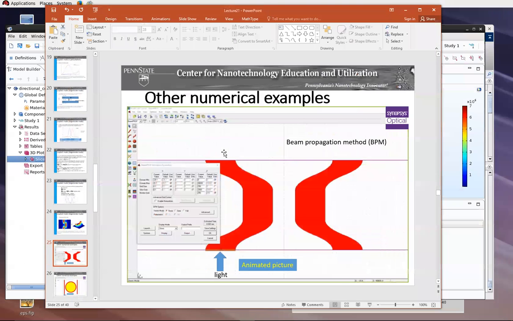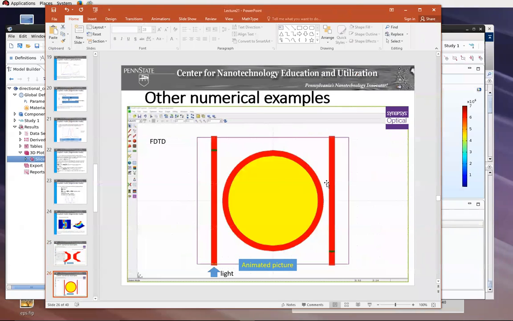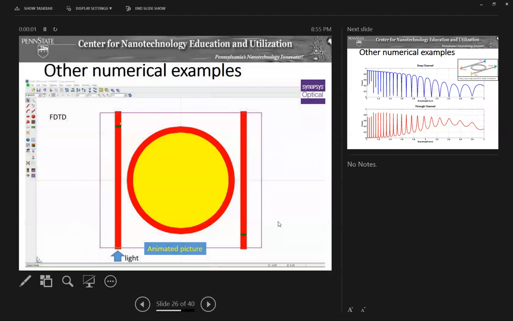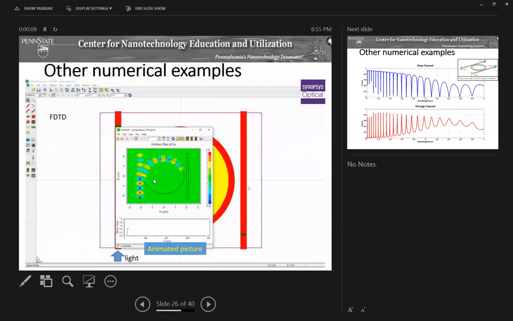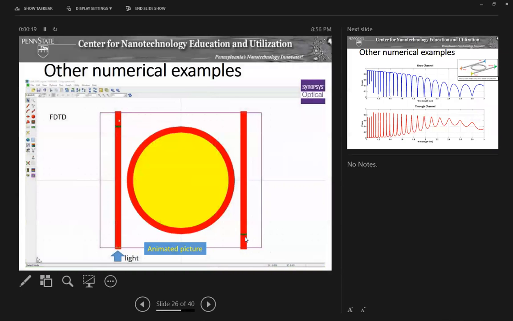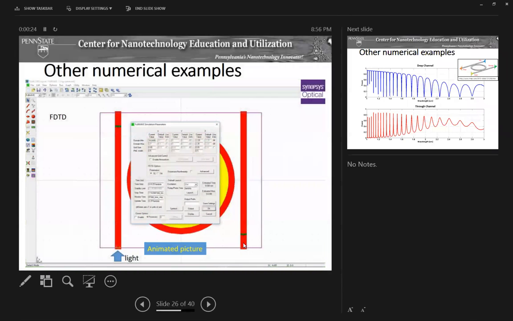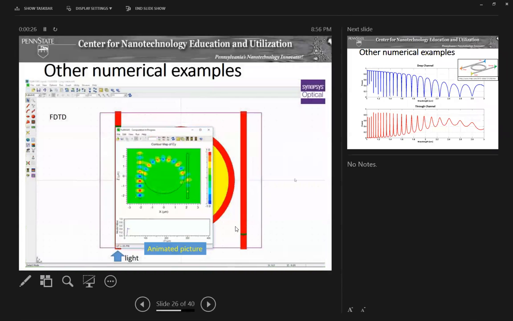Okay, so let's go back, and I also have another slide, again using RSoft. This is another animated picture. In this case, what we have is light is coming from this point. We have time monitors at different points, and look at it. So the light is coming from here, and it's circling with the help of the resonator, and it's getting outside from this side, from this branch. Okay, seeing it once again.